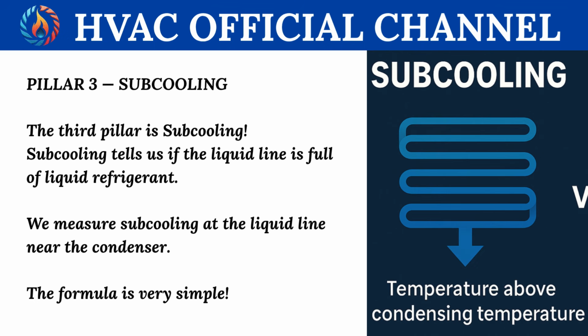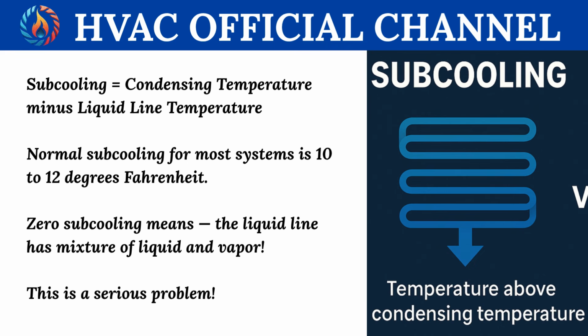Pillar 3, subcooling. The third pillar is subcooling. Tells us if the liquid line is full of liquid refrigerant. We measure subcooling at the liquid line near the condenser. The formula is very simple. Subcooling equals condensing temperature minus liquid line temperature. Normal subcooling for most systems is 10 to 12 degrees Fahrenheit.